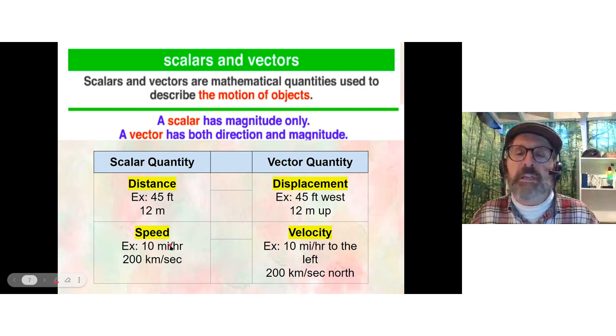So some people were having difficulty knowing the difference between speed and distance. When you have that slash mark there, that means per, for every hour, 10 miles for every hour, 200 kilometers for every second. But displacement has this one added piece in there where it says west or left or north. So you can have a distance with a direction that makes it a displacement. If you have a distance with no direction, then it's just distance, right? It's a scalar.